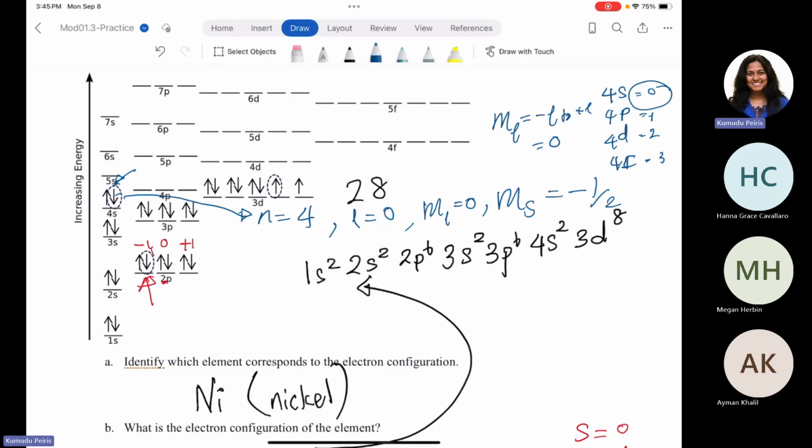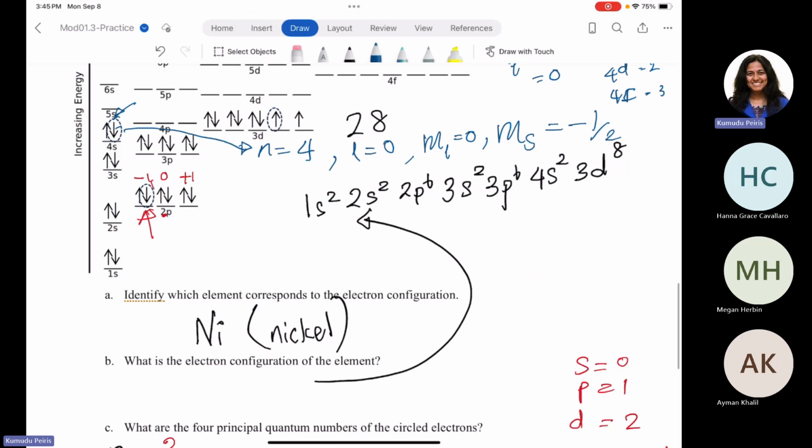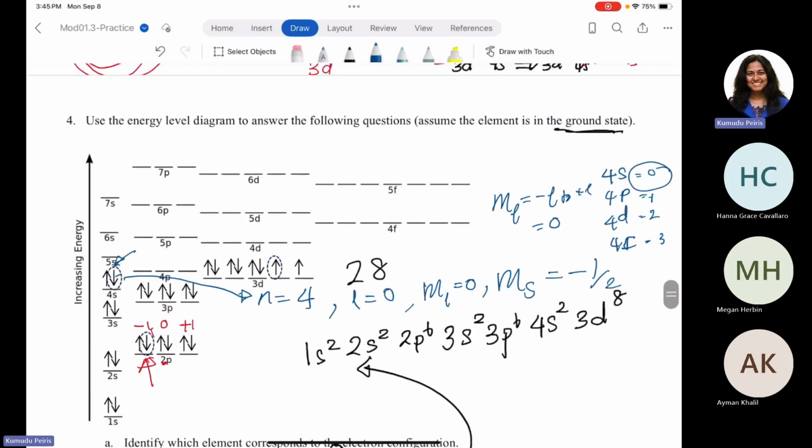Okay, the next one. And the question was only pertaining to the circled regions, right? Yes, when it came to identifying the four quantum numbers. Yeah, here we are trying to figure out all four quantum numbers for the highlighted or circled electrons. Right. So I will erase this portion just to go over the next one.